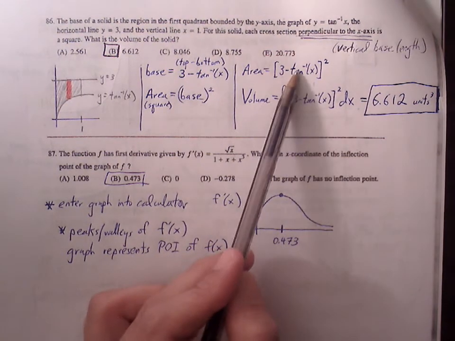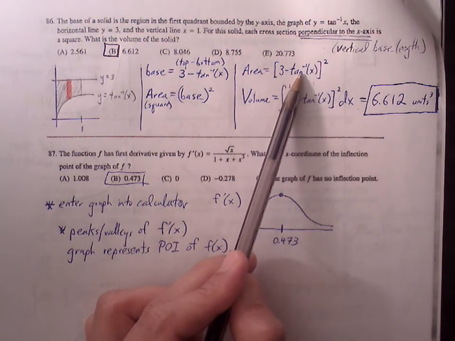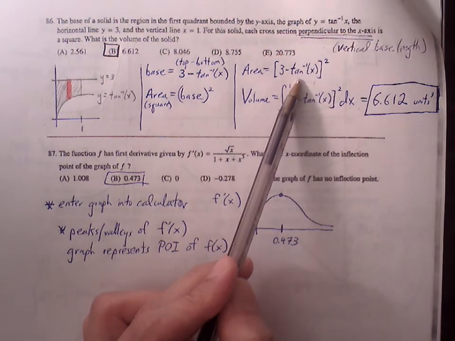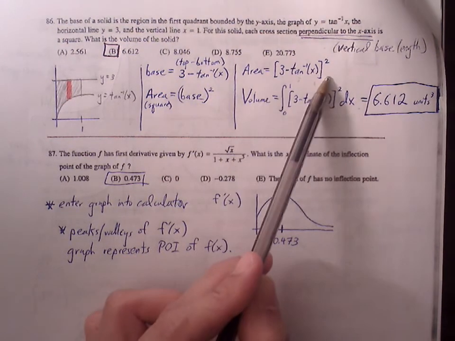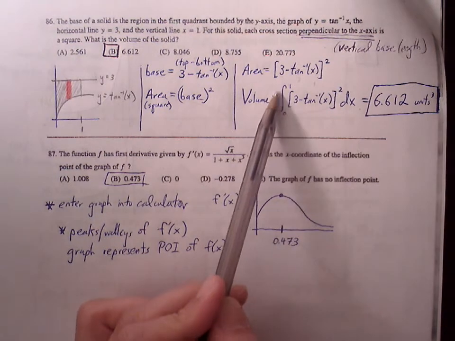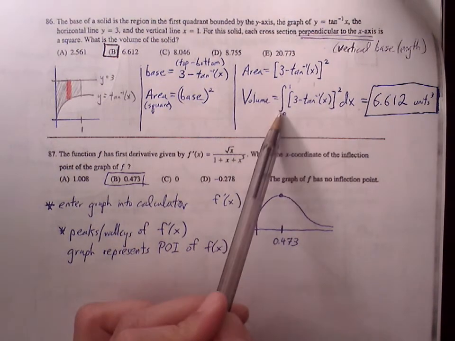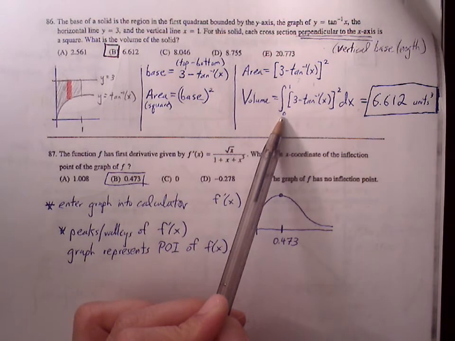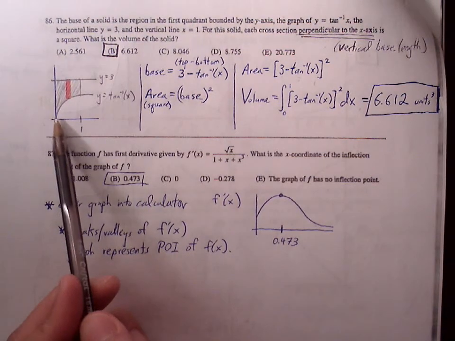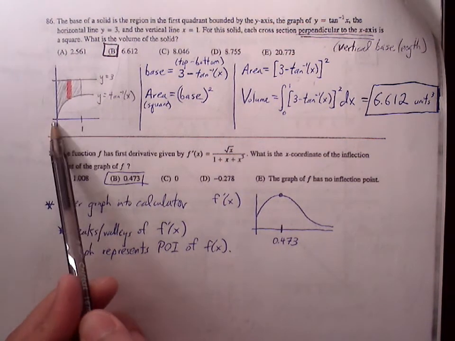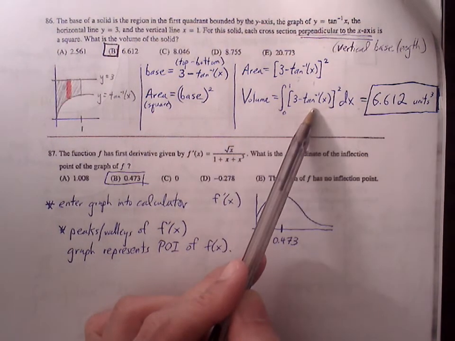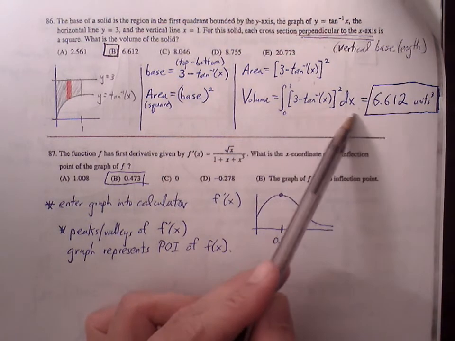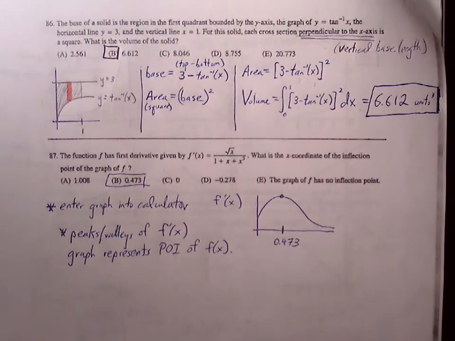That's my area. Now that's only a two-dimensional calculation. If I want to move that to a third-dimensional value, I'm going to include an integral on one side and dx on the other. That gives it that third dimension. And we have to also find the bounds. The bounds are going to be in terms of x, so we look at the furthest left to the furthest right. The furthest left is 0. The furthest right is 1. So integral from 0 to 1. Use the calculator to evaluate the volume, 6.612 cubic units.